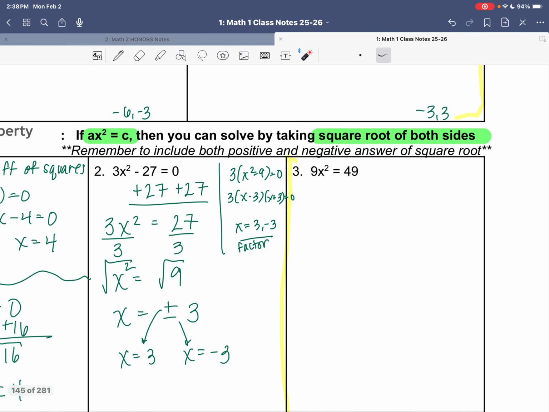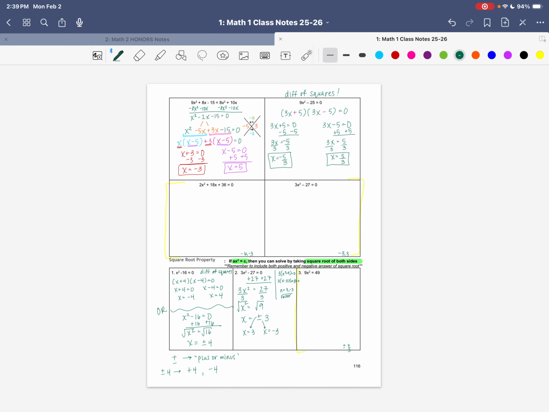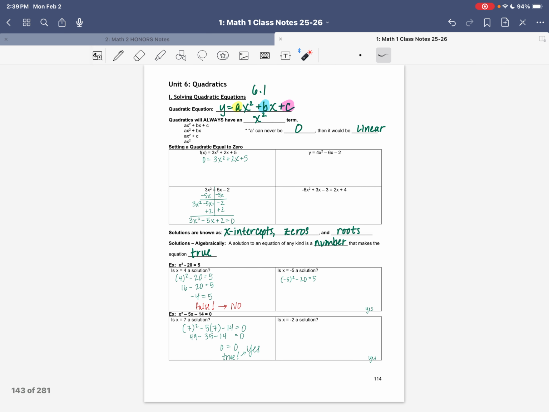So go ahead, I want you to try this one. And this one you will get a fraction. So you should get plus or minus 7/3. And then that is solving quadratic equations.